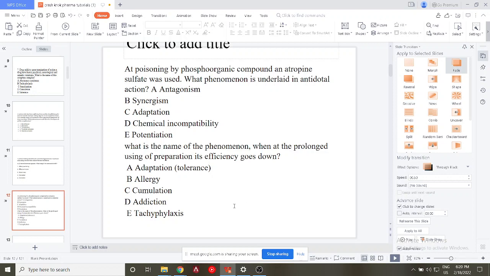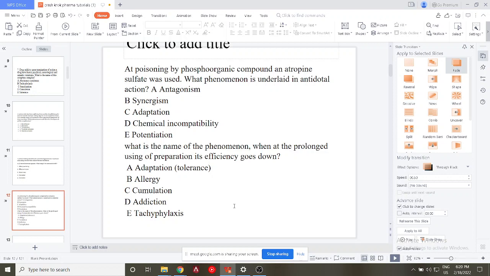Poisoning by fossil organic compound, atropine sulfate was used. What phenomenon underlies the antidotal action? Is it antagonism? Yes, that's correct. Okay, answer the next question, please.